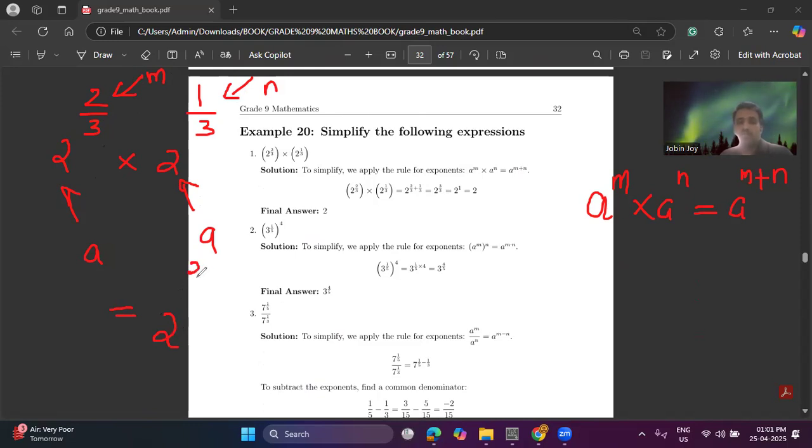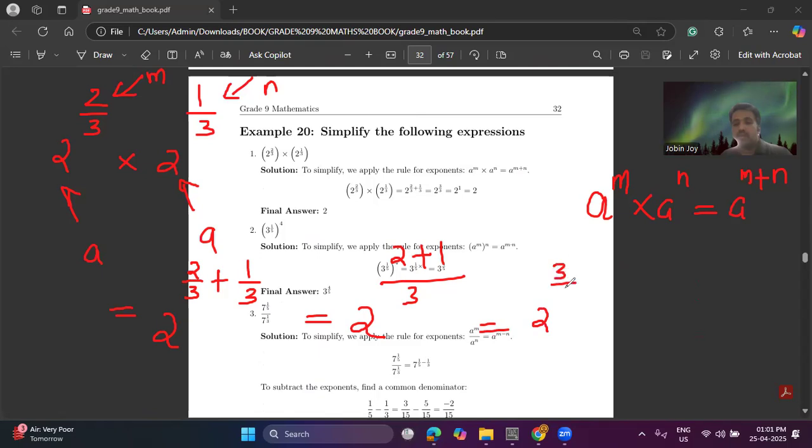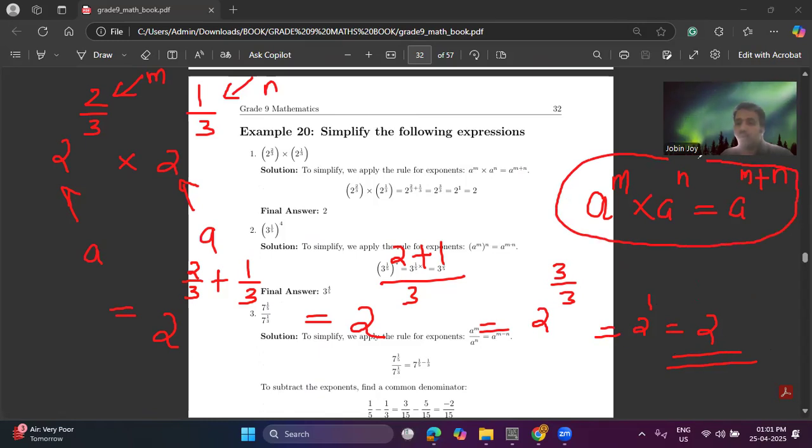m plus n is 2 by 3 plus 1 by 3. So this will be equal to 2 raised to, take the denominator 3, LCM 3, so this will be 2 plus 1. So this is equal to 2 raised to 2 plus 1, which is 3 by 3. That means 2 raised to 3 by 3 is 2 raised to 1. So the answer is 2. By applying a raised to m into a raised to n, your answer will be 2.